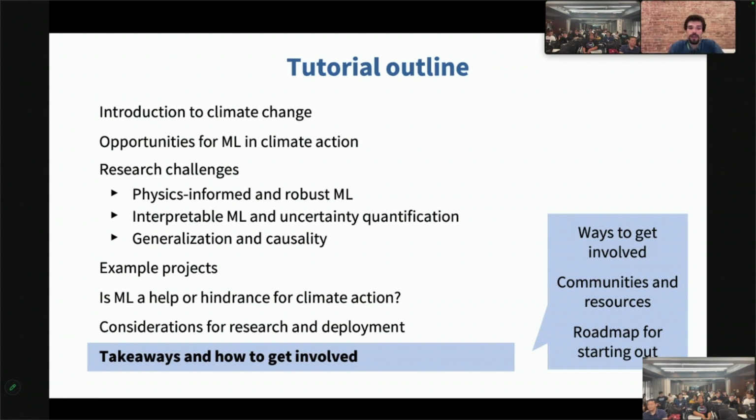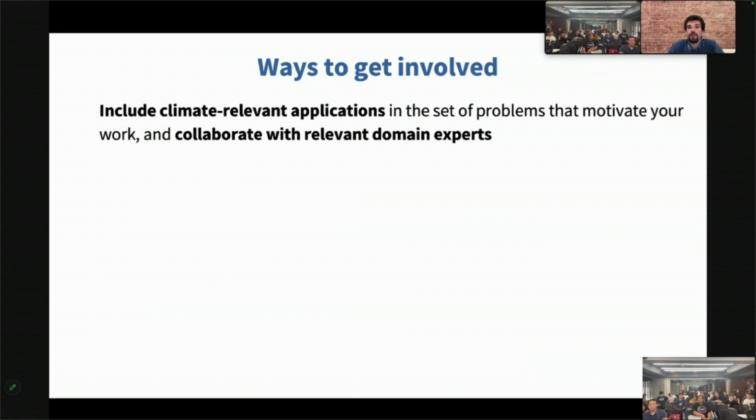So there are many ways that a machine learning researcher or practitioner can get more involved in the climate space. First, consider including climate relevant applications within the set of problems that you're working on that motivate your work. As we've seen, these applications can be beneficial to society, but they can also be really interesting from a computer science perspective.